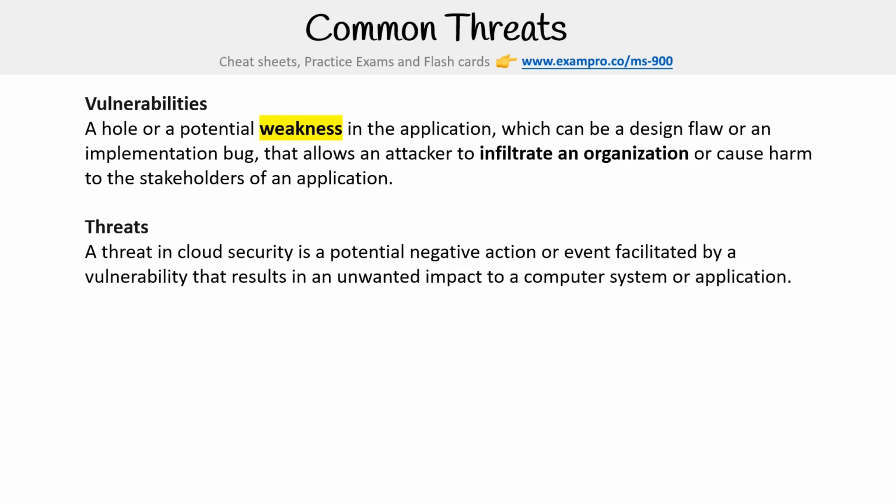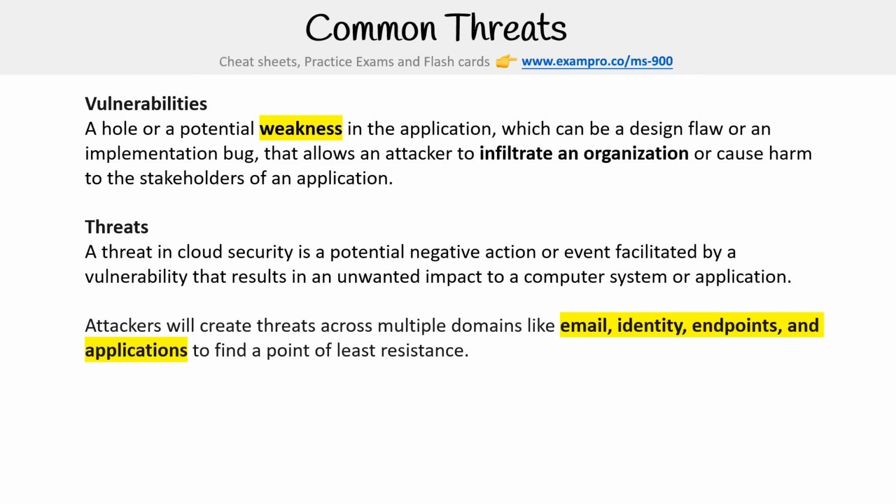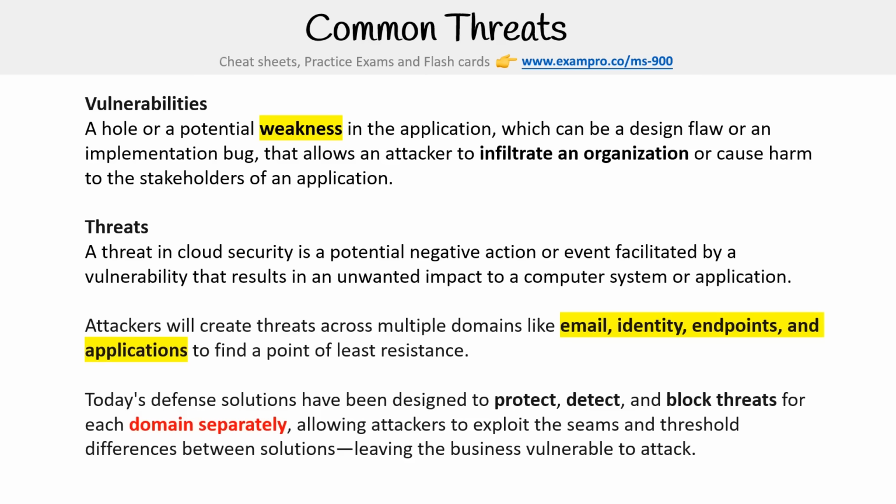Now, that leads us to threats. A threat in cloud security is a potential negative action or event facilitated by a vulnerability that results in an unwanted impact to a computer system or application. Attackers will create threats across multiple domains like email, identity, endpoints, and applications to find a point of least resistance. Today's defense solutions have been designed to protect, detect, and block threats for each domain separately, allowing attackers to exploit the seams and threshold differences between solutions, leaving the business vulnerable to attack.